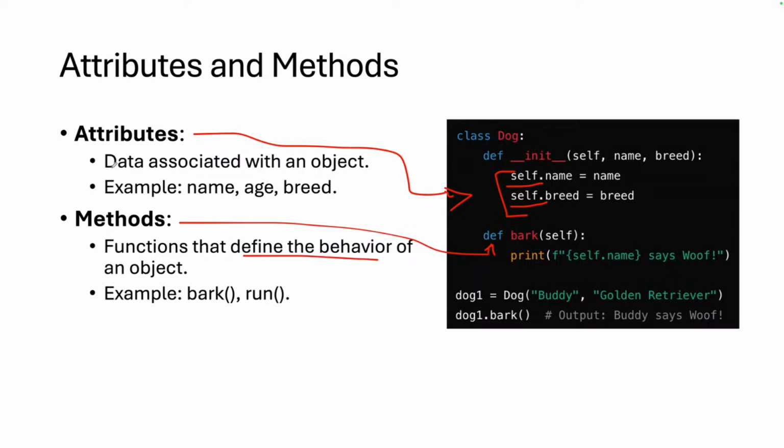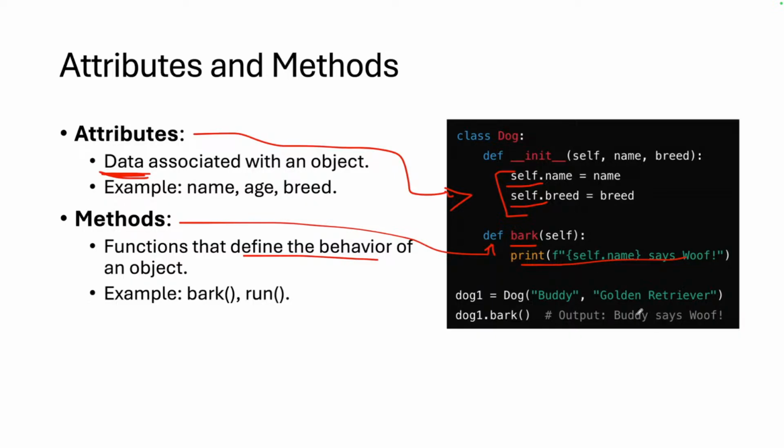So you can think of attributes as data. Tell me some information about an object. If you have a dog, tell me your name, your breed. Methods is what does that dog do? Well, the dog can bark. So the methods are actions or behavior that are related to your class. It looks like we created a function here called bark. Bark takes in the self object and prints out self.name says woof. So it makes the dog bark.